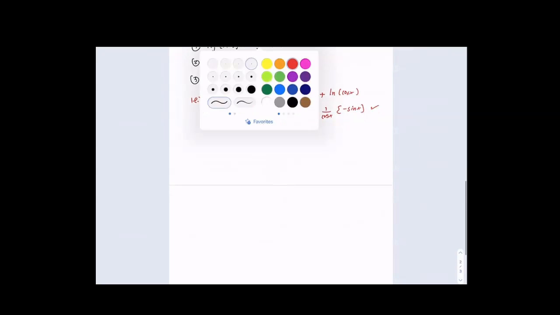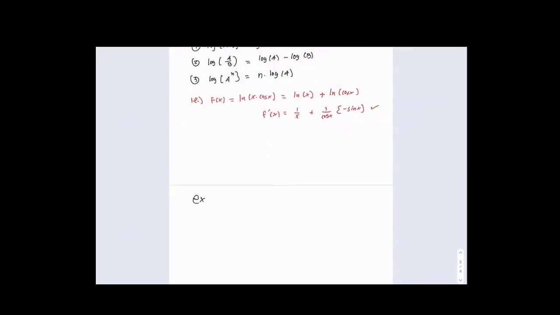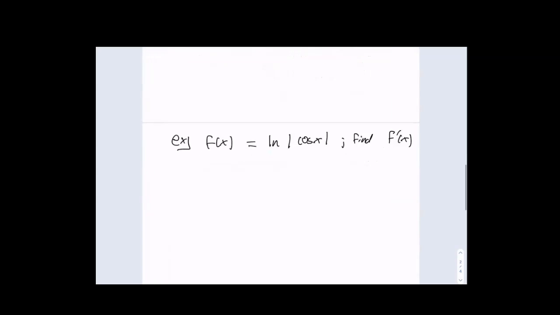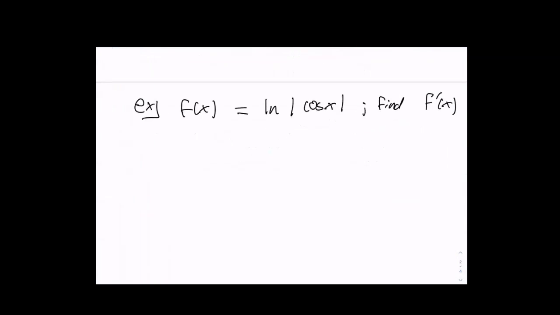Okay. Let's do another example. f of x equals the natural log absolute value of cosine of x. Find f prime of x. I kind of did this derivative for you real quick, but I wanted to at least put it there as its own example and to be able to discuss it. This is my baby. So what is f prime of x?